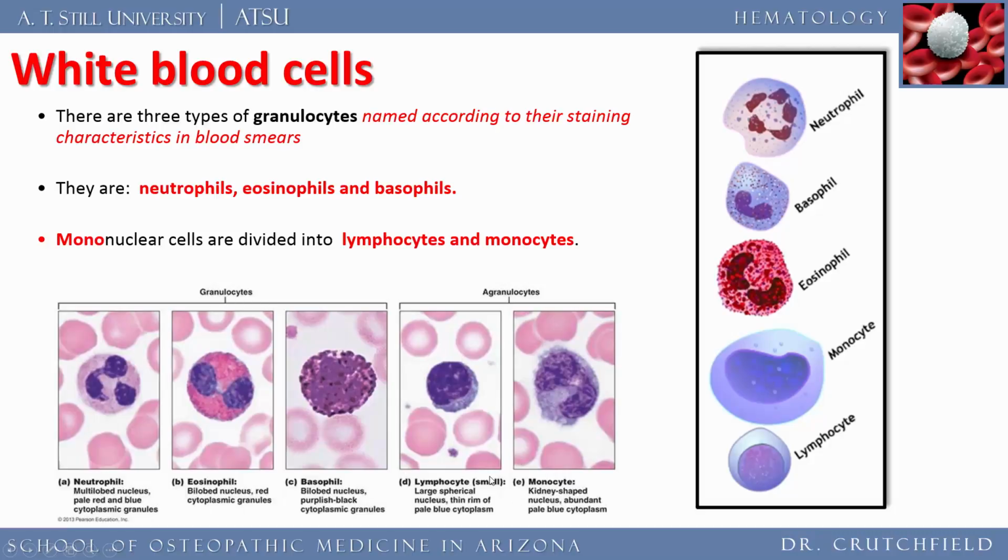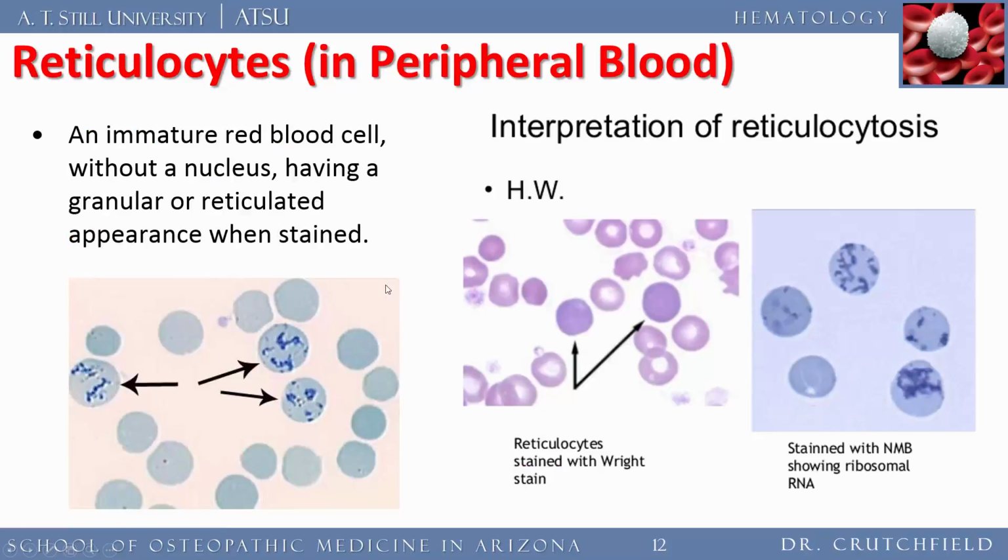And this image here will tell you really kind of what you're looking for. So neutrophil has a bilobed nucleus. Eosinophil has a bilobed nucleus with red cytoplasmic granules. I'm sorry, the neutrophil has a multilobed nucleus, multilobed. So let's just keep going and see what we can find out.